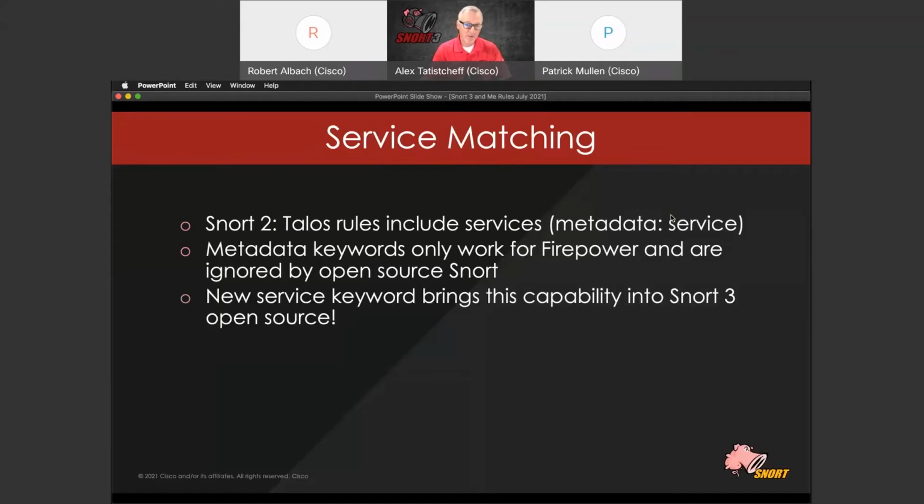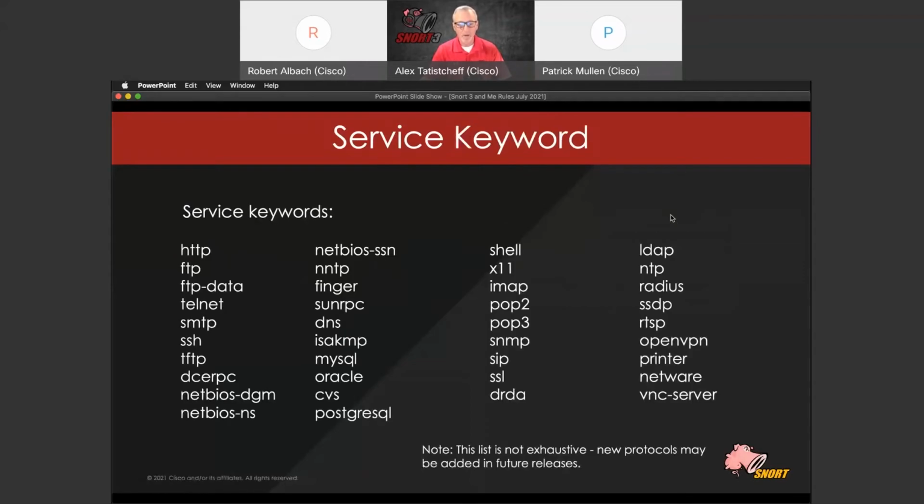Snort 3 now has a new service keyword. So there's a new keyword called service that brings that same capability into Snort 3 open source. So that's, again, something new we just didn't have before. Instead of ignoring those metadata keywords, now you can use those. What are the service keywords? So these, I don't think these have changed. There may be one or two new ones in here.